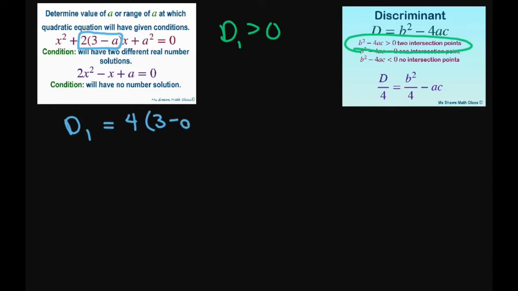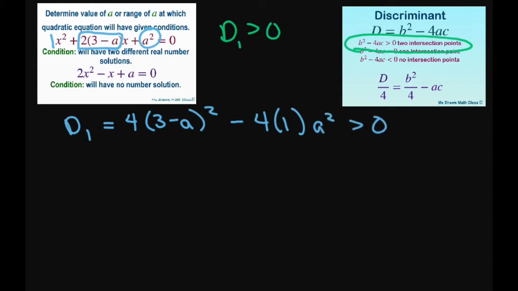So let's look at the first one. In the first one, we want two different real number solutions. That means two intersection points, so our discriminant has to be positive. Let's call this discriminant 1. Discriminant 1 is going to equal b squared. This is b, so we square the 2 and get 4, then minus 4 times (3 minus a squared). Our a is 1, and our c is this constant a squared. This has to be positive.